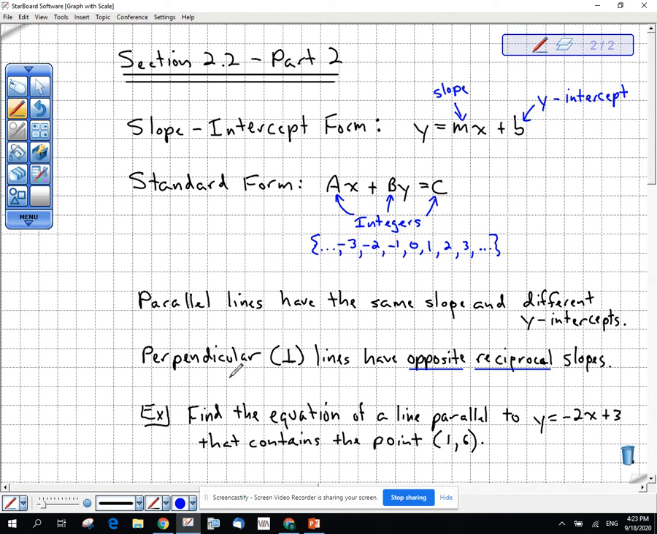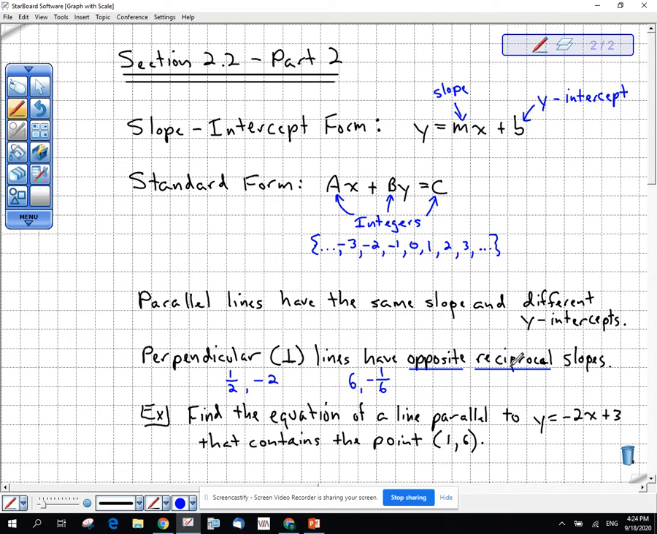Let me give you an example. If one line has a slope of 1/2, a line that's perpendicular to it will be -2. If one line has a slope of 6, the other line that's perpendicular to it will have a slope of -1/6. Opposite meaning change the sign. It's two things: opposite, reciprocal. Change the sign is the opposite. Reciprocal means flip the fraction.